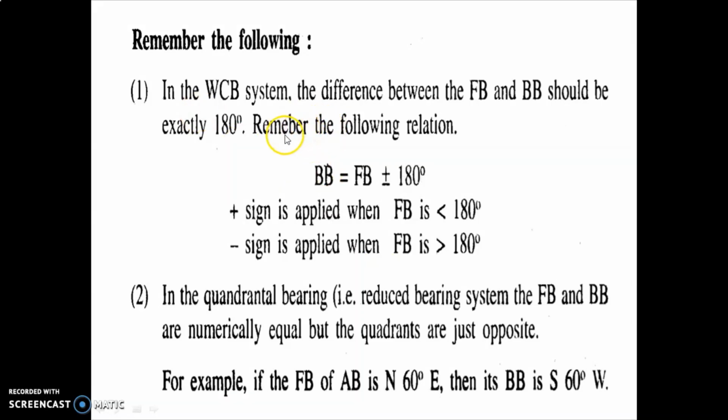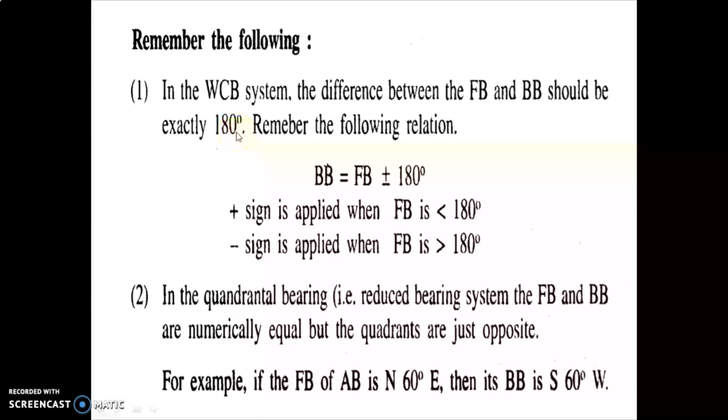Now there are some points that you have to remember when you deal with forebearing and back bearing. First point: in the WCB system, whole circle bearing system, the difference between the forebearing and back bearing, FB means forebearing and BB means back bearing, we are using the short forms FB and BB, should be exactly 180 degrees. I already told you that whenever you have two readings, forebearing and back bearing of any line, the difference between them should be exactly 180 degrees. And this is the formula that you have to remember: back bearing is equal to forebearing plus or minus 180 degrees.